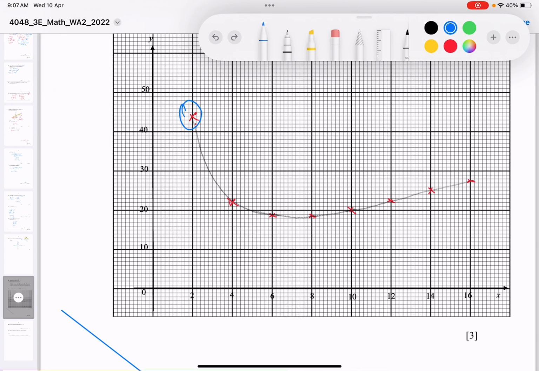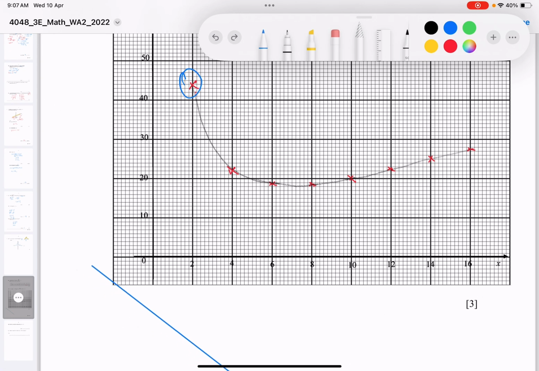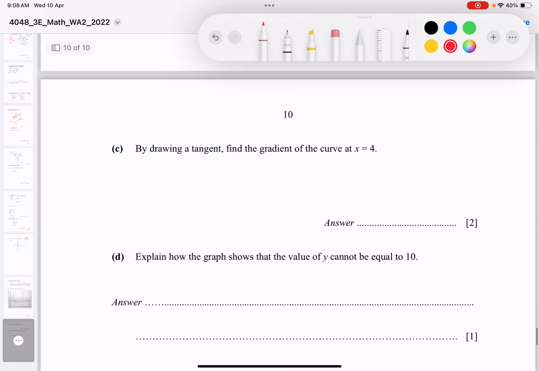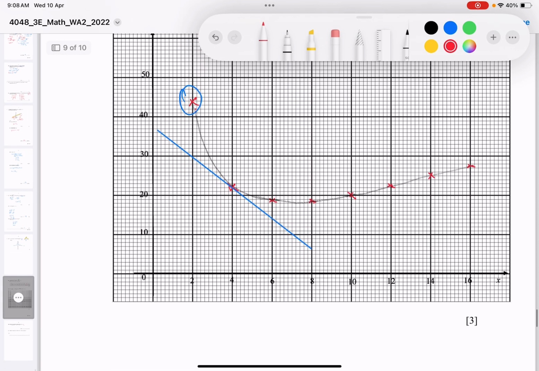Okay, so I've already drawn the tangent. So I'm just going to try to put it very nicely at this point. Yeah, I think this is a very nice tangent. Okay, once you draw a tangent, let's read the question. By drawing a tangent, so that's 1 mark. Find the gradient. How do we find the gradient? Choose any 2 points. I think this point is nice. This point is pretty nice as well.